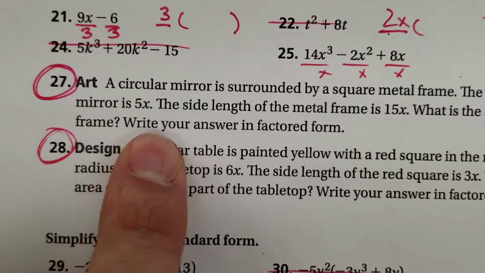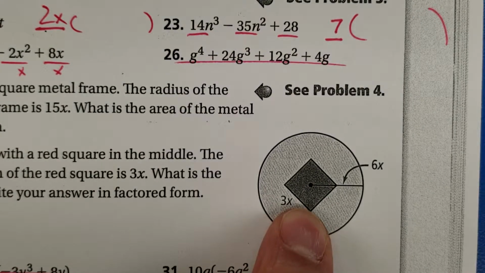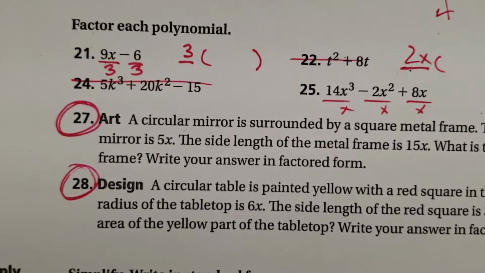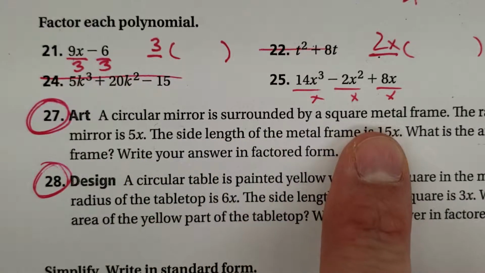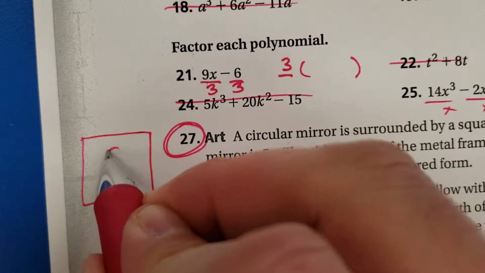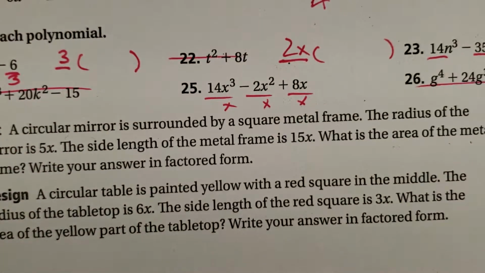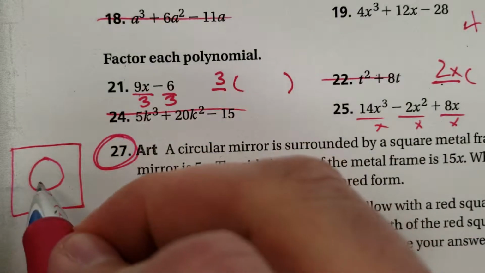I think I made some like these in Schoology. Like literally the question looks like this. I stole it. I straight up stole it from the book, but I added my own flavor to it. So here's the question. Draw a picture, friends. If in doubt, story problem, draw a picture. Number 27, it says, a circular mirror is surrounded by a square metal frame. So it's actually the opposite of this one. It's a circle inside of a square. So we got a square, and there's a circle on the inside. Okay. What do we got here? The radius of the mirror is 5x.